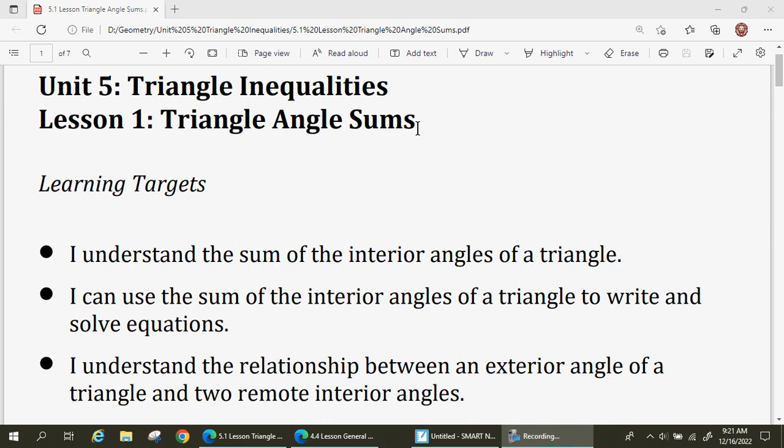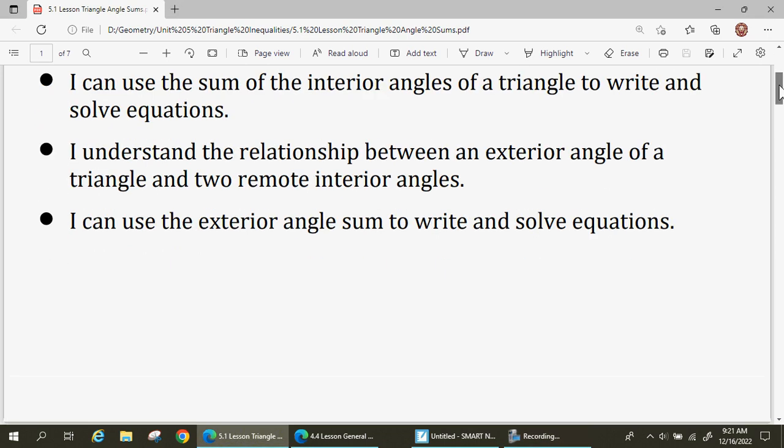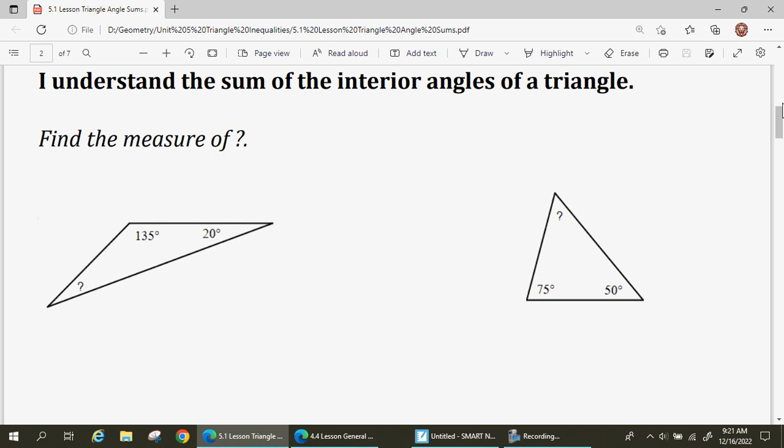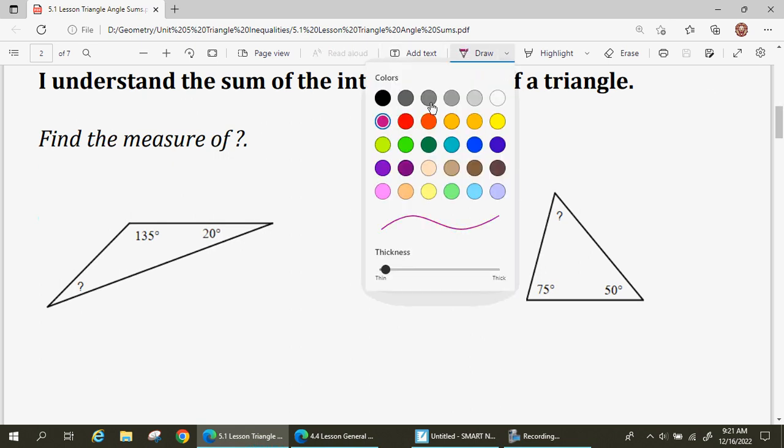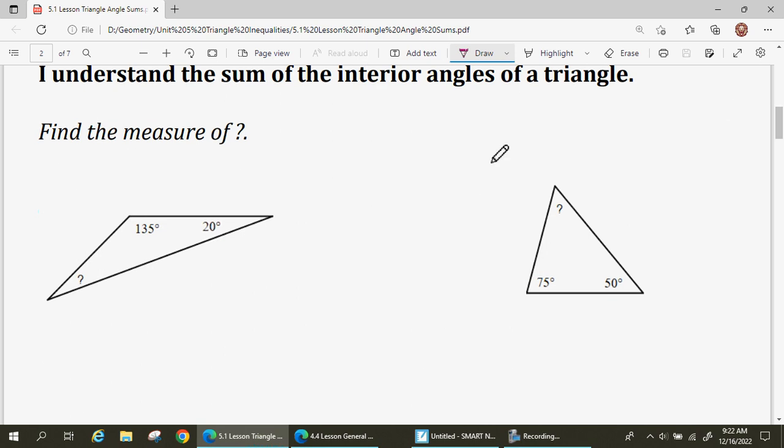Hey, y'all, today we're going to start talking about triangles, and specifically today we're going to be talking about the angles in triangles and how they interact with each other. And so the first thing we need to know always about triangles is what their interior angles add up to. So interior just means inside, and we always have three angles.